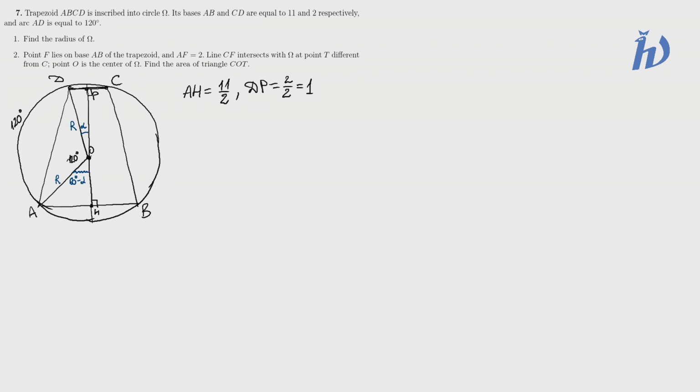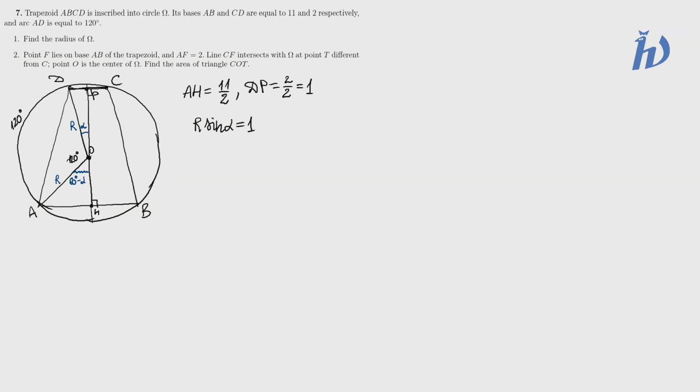And now we can make two equations from triangles AOH and OPD. So if I multiply r by sine of alpha, I'll get DP, and that is 1. That is my first equation, that r sine of alpha is equal to 1.